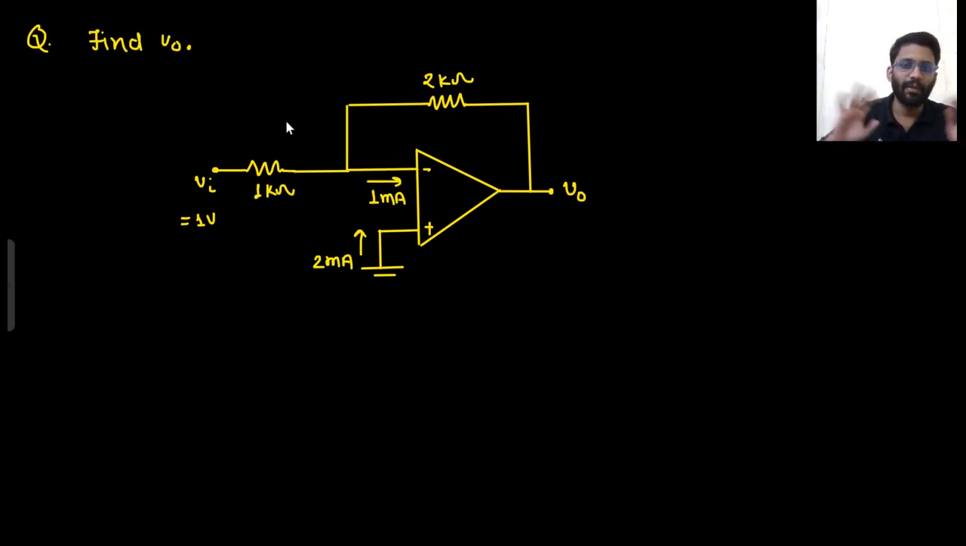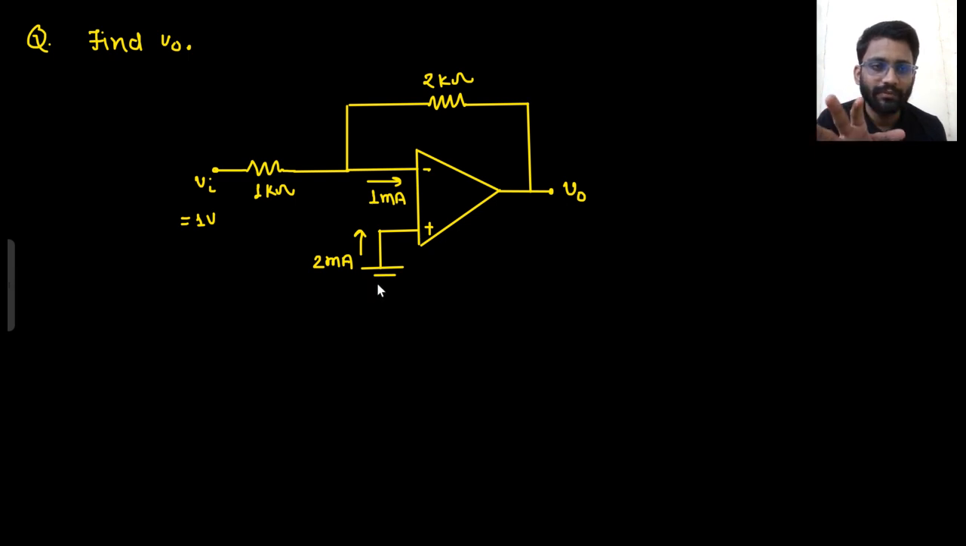So in this particular problem, simply the currents are shown, 1 milliampere, 2 milliampere. You just need to find the output voltage. That's it. These are the bias currents that are shown, 1 milliampere current, 2 milliampere current. Just tell the output voltage. This is your question, nothing else. So what is your output voltage?